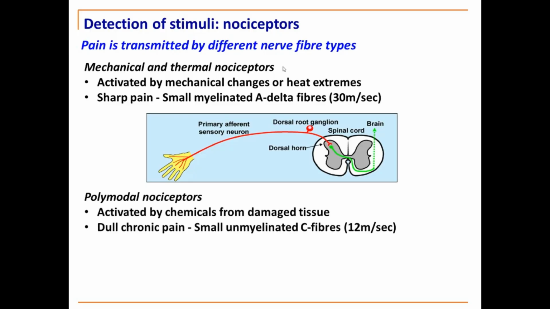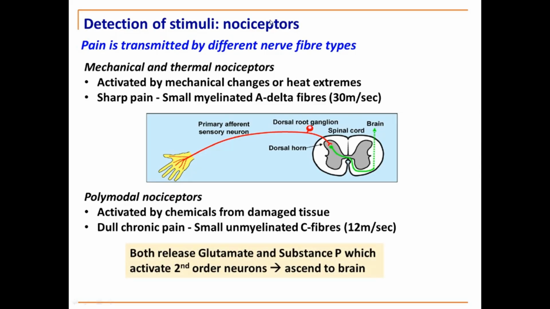You've then got these polymodal nociceptors, and these are activated by chemicals and other stimuli, of course, from damaged tissue. And that's where you're getting this dull, chronic pain. And these are unmyelinated C fibers, and they're much slower at about 1 to 2 meters per second.